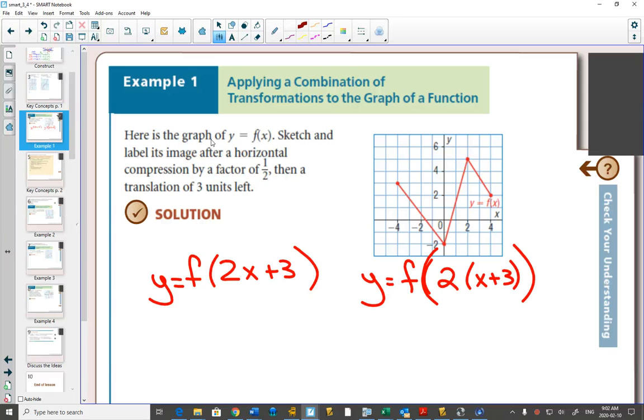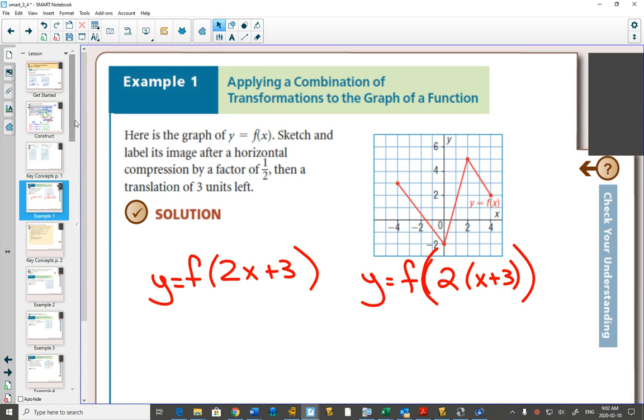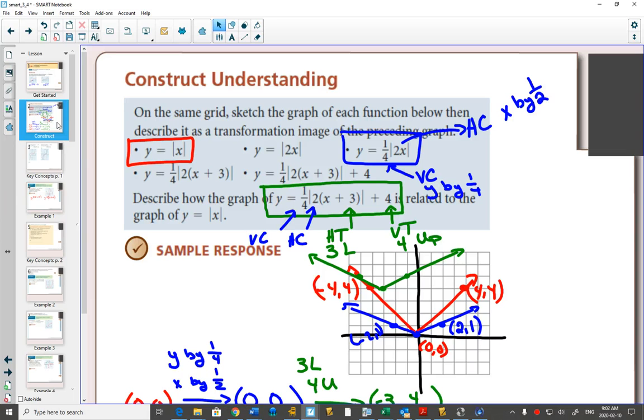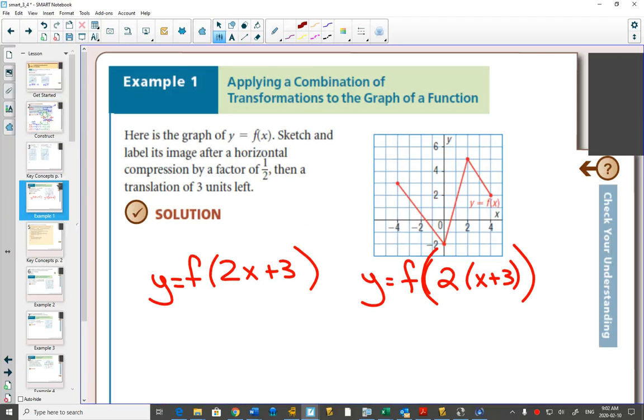One of them moves it 3 to the left. The other one does not move it 3 to the left. Okay? So one of the ways you could try to figure out which one's right is to look at our beginning example, which had 3 to the left. Notice how it was written. Notice that that 2 was not distributed to make 2x plus 6 inside. I would say this is written in factored form. So when we go to the question that we're doing, this one is correct. This one is wrong. This one would only shift it 1.5 units to the left.